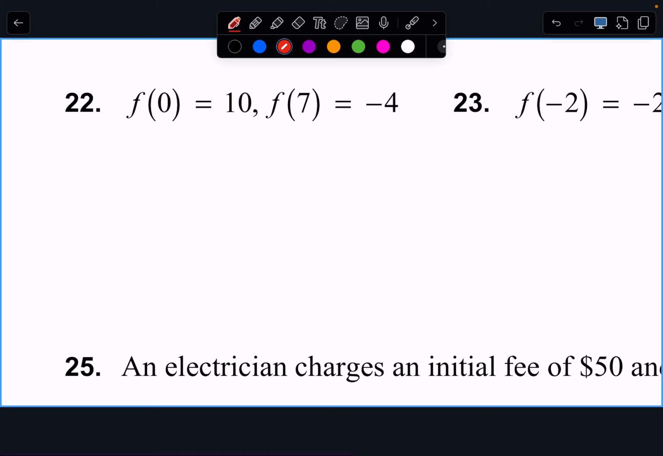Okay, let's look at number 22. 22 is really not any different except what? The notation. We're in function notation. F of 0 equals 10. What does that mean? That means 0, comma 10. F of 7 equals negative 4. What does that mean?